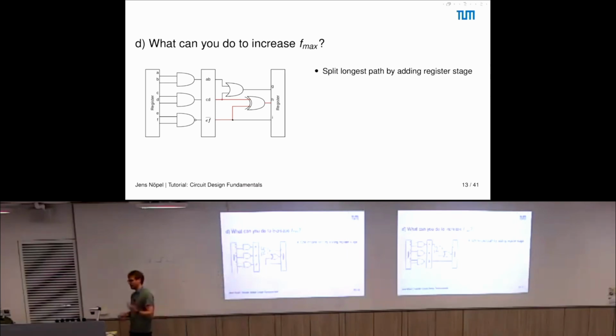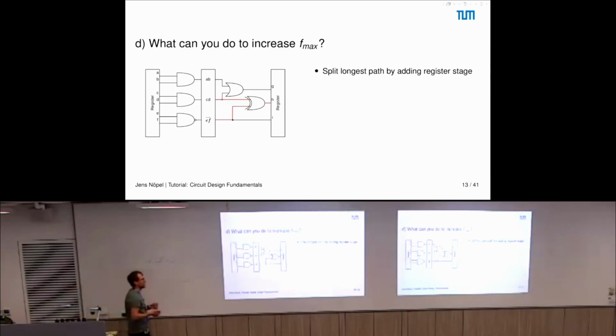This is a very usual approach. If you design a lot of digital systems, then you think about, okay, is the frequency high enough for what I want to use? And if not, then you're probably going to add register stages to your combinatorial path. But there are some drawbacks to this approach.